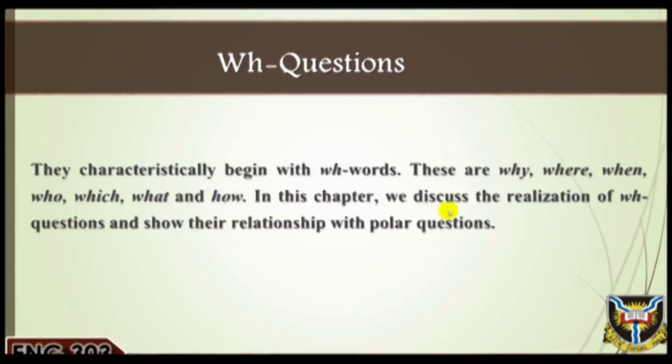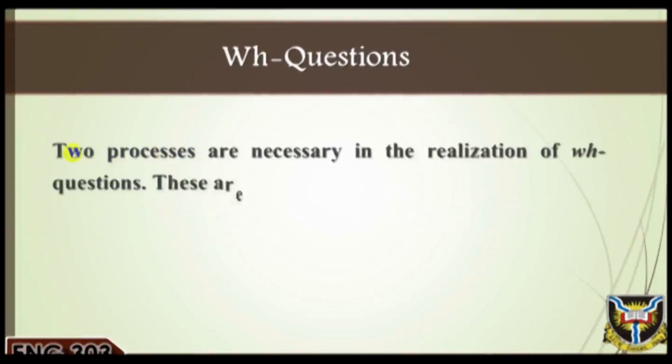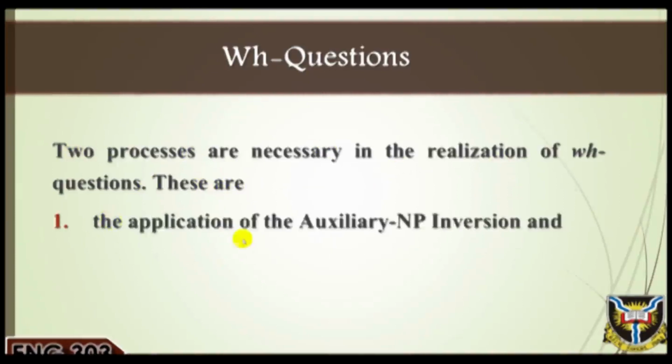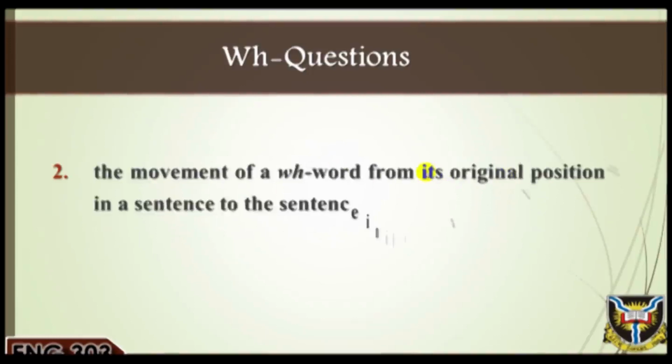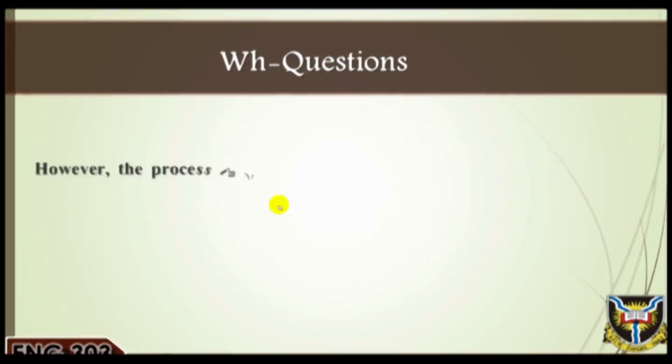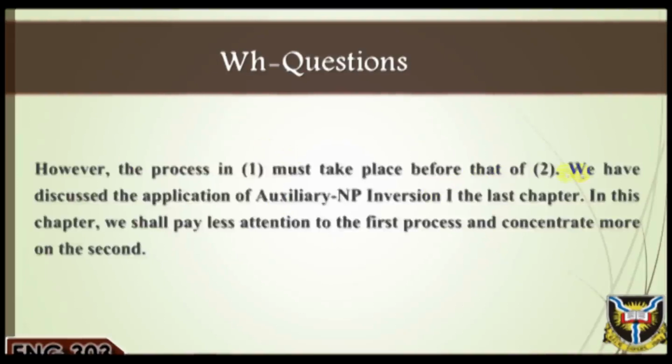In this chapter, we discuss the realization of WH questions and show their relationship with polar questions. WH questions. Two processes are necessary in the realization of WH questions. They are: 1. The application of the auxiliary-NP inversion, and 2. The movement of a WH word from its original position in a sentence to the sentence initial position. However, the process in 1 must take place before that of 2.